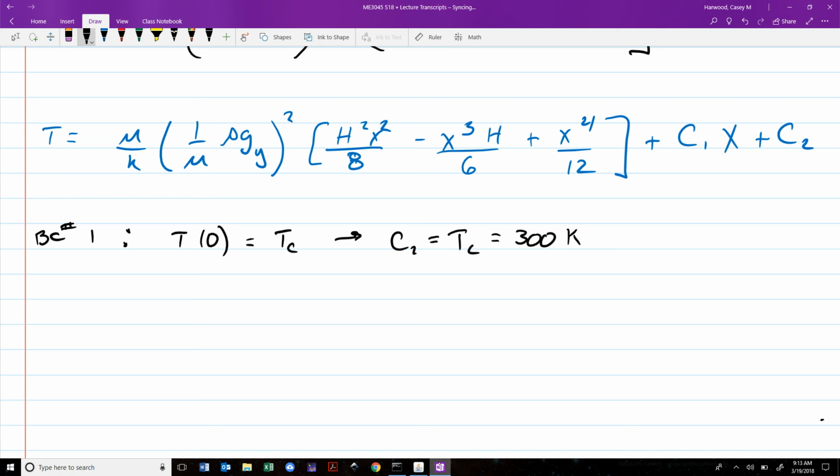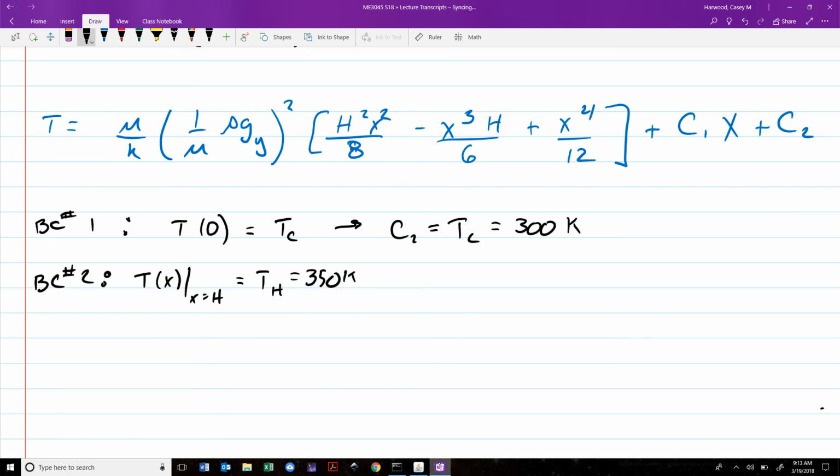Boundary condition number 2 is a little bit more involved, because this tells us that T of x at x equals h is going to equal T hot, or 350 Kelvin. Okay, so plugging in an h for everything up there is going to get us an equation that looks like the following.